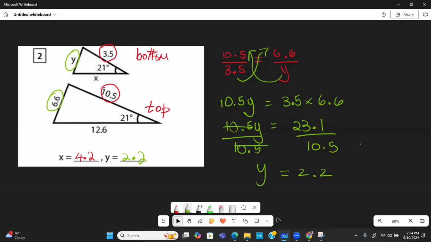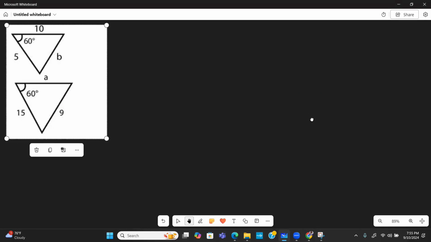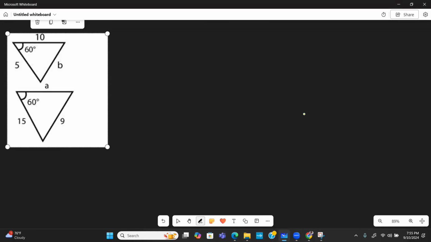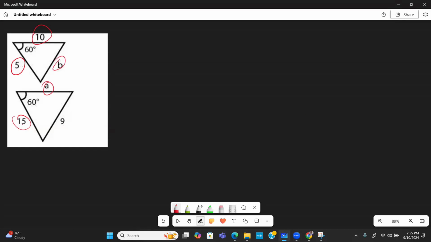Let's look at the last problem. So what we want to do is make sure that we're identifying the sides that are actually corresponding. For example, this 5 here corresponds with the 15. So when we observe the shape, look where the angle is, we're seeing that the 5 corresponds with the 15, the 10 will correspond with the a, and the b corresponds with the 9. So that is how we see the sides that are corresponding.